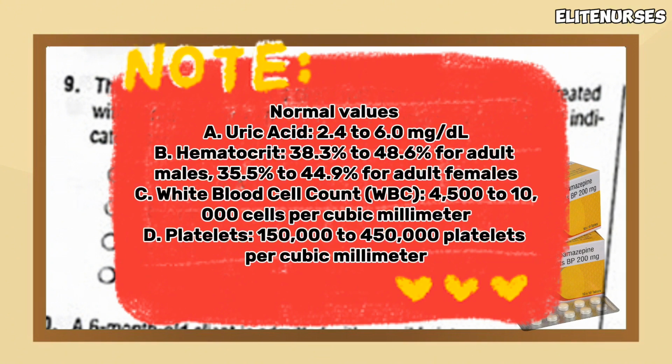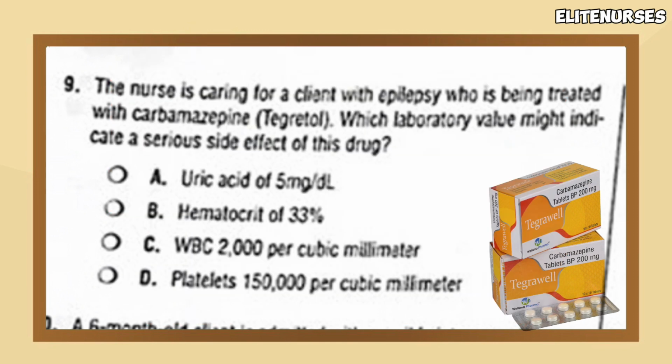So we know that the platelet is already within the normal value, but there is a significant decrease in the white blood cell. Yes, because the normal value of the white blood cell is 4,500 to 10,000 cells per cubic millimeter, but here it's 2,000 per cubic millimeter. So the correct answer here is C, WBC of 2,000 per cubic millimeter.